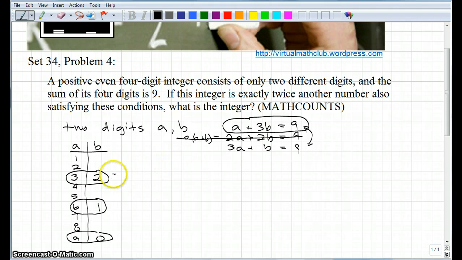Now, we don't know which of the digits is a 3, but there's basically 3 cases, right? We can have 3 2 2 2, we could have 2 3 2 2, or we could have 2 2 3 2. Now we can't put 3 in the last spot because it says that this has to be a positive even number.